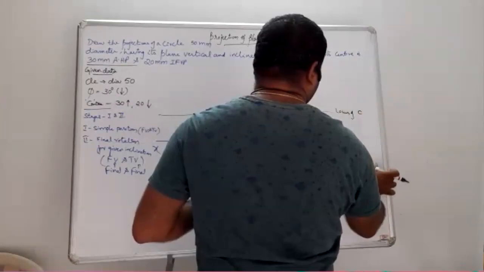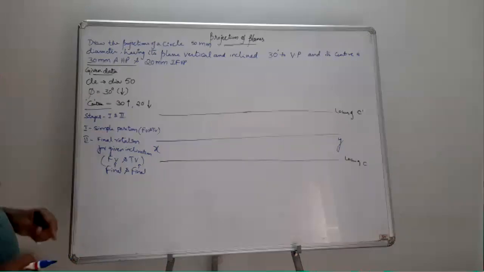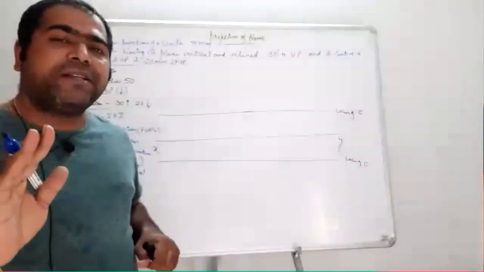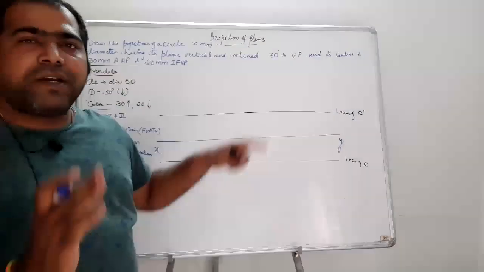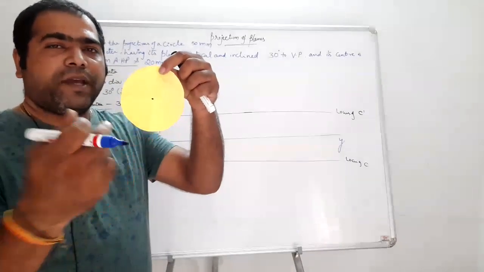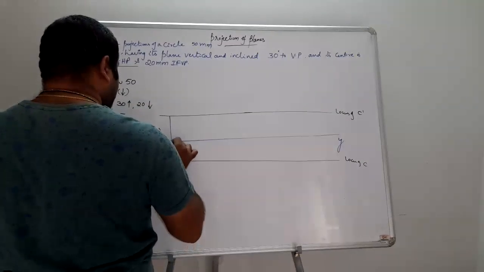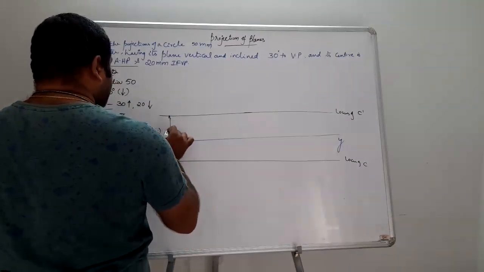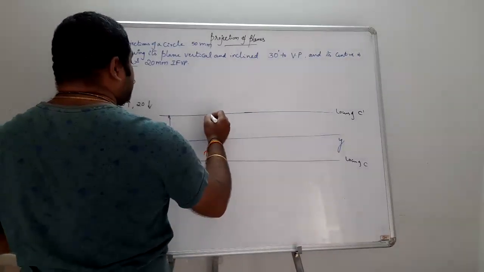Which view gives the true shape, first of all, students? In stage one, we are supposed to put the simple position. What is the first condition for simple position? Assume your plane surface is parallel to the reference plane to which it is inclined. Here it is inclined to VP, so let us put your plane parallel to the vertical plane. So the front view gives the true shape of a circle. For that, I take any center C, with 30 and 20 as the loci, and I draw my circle.